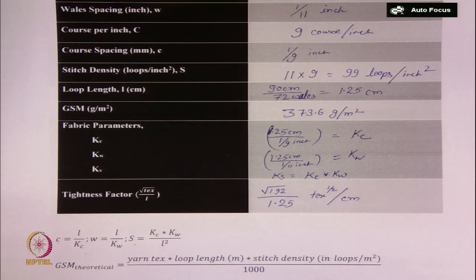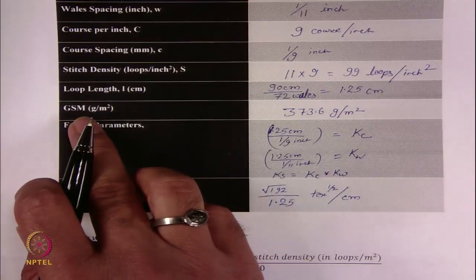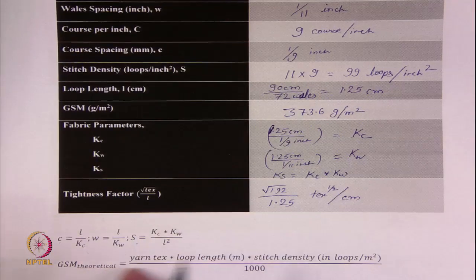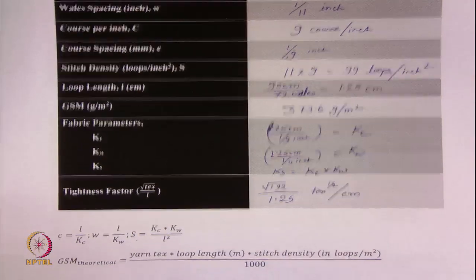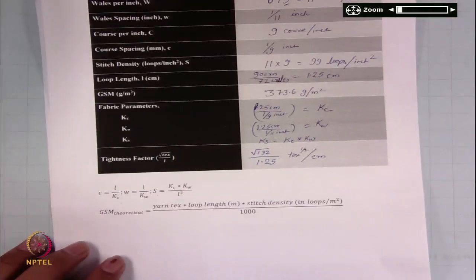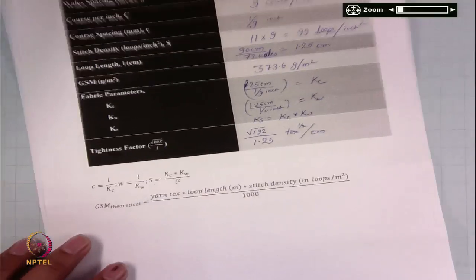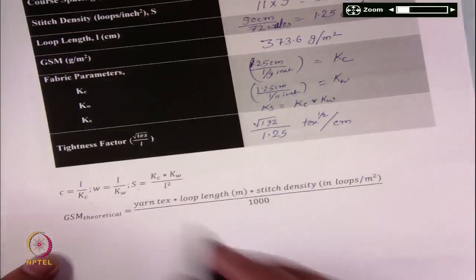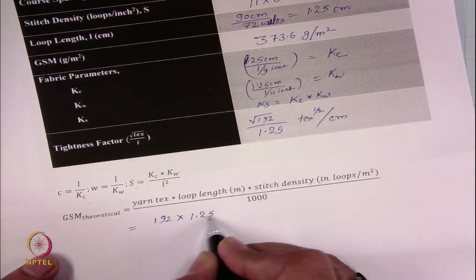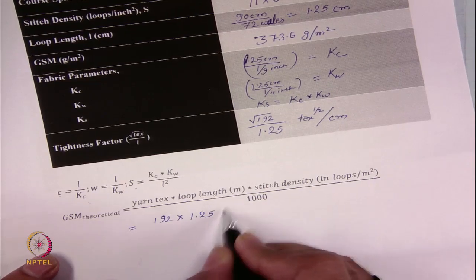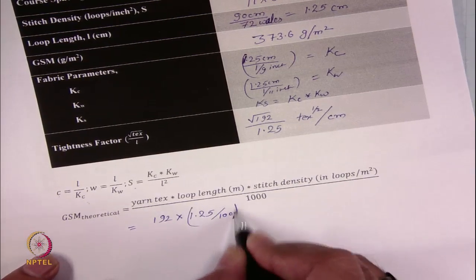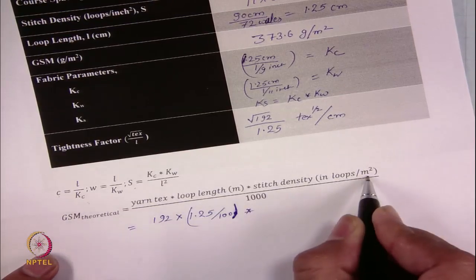Now, once this is done, you can compare the experimental GSM which you found, 373.6, with the theoretical GSM of the fabric. Just to cross-check whether all the readings are okay or not, you can do the theoretical calculations. So, yarn tex was 192, loop length is 1.25 centimeter, so you need to convert it into meter, and stitch density in loops per meter square.